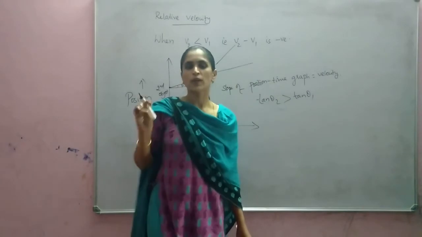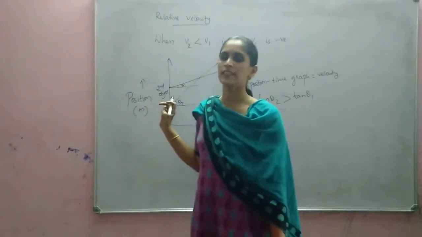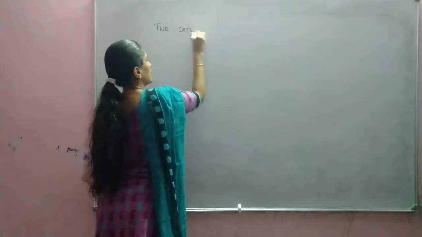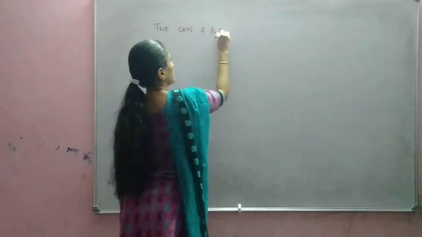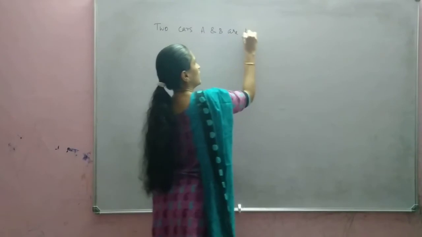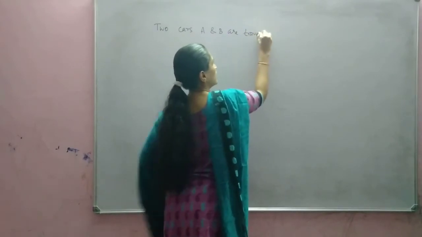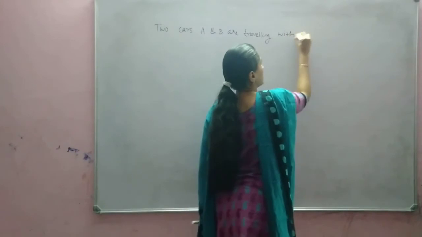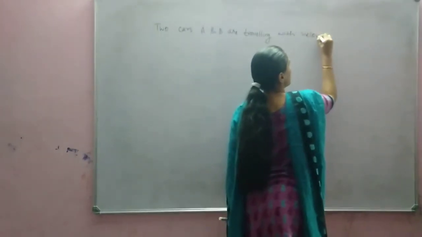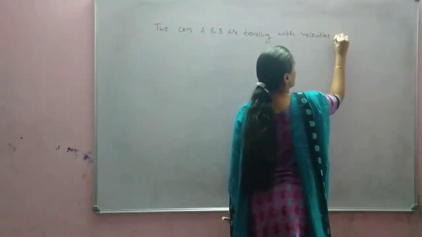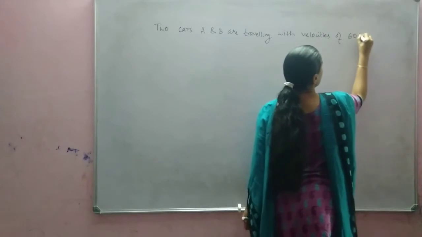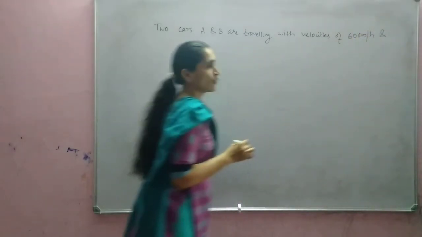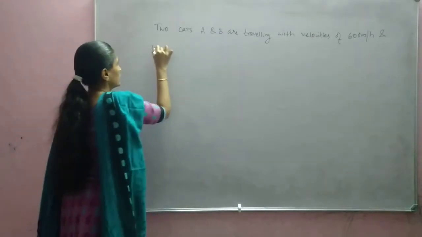One or two problems based on this we will discuss. A and B are traveling with velocities of 60 kilometer per hour and 45 kilometer per hour.